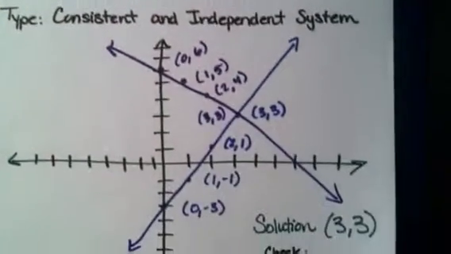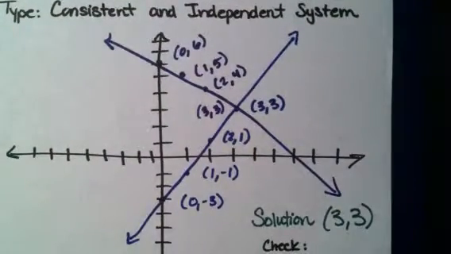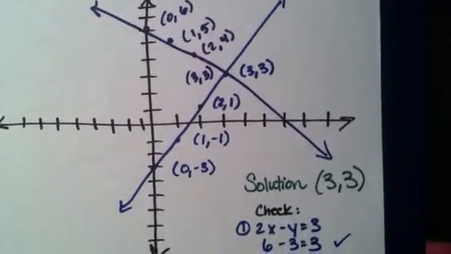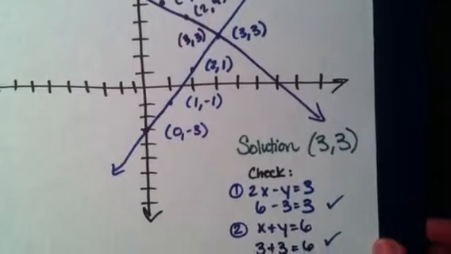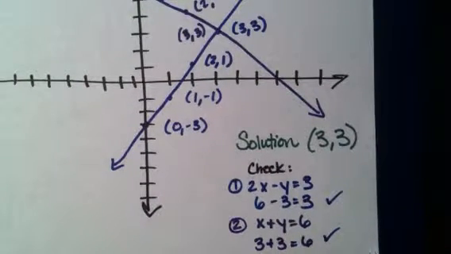If we graphed these, we would find that the lines intersect at 3, 3. When x is 3 and y is 3, the lines cross. So that would be our solution. We can check to make sure that the solution is correct by plugging the numbers back into the original system of equations. And we find that they do check out.